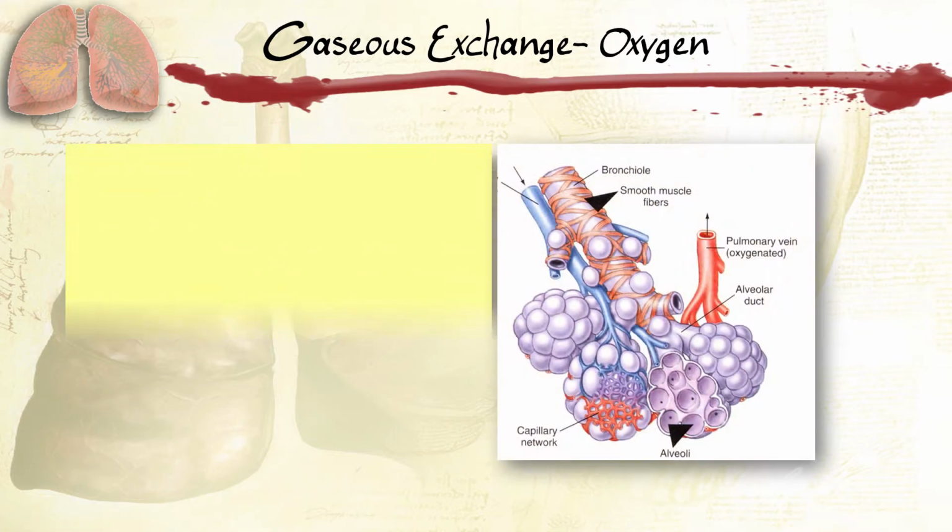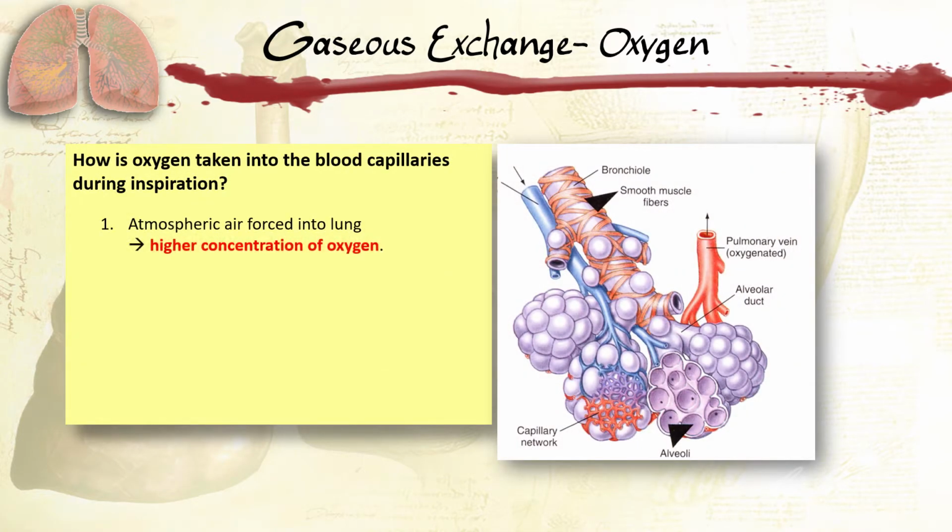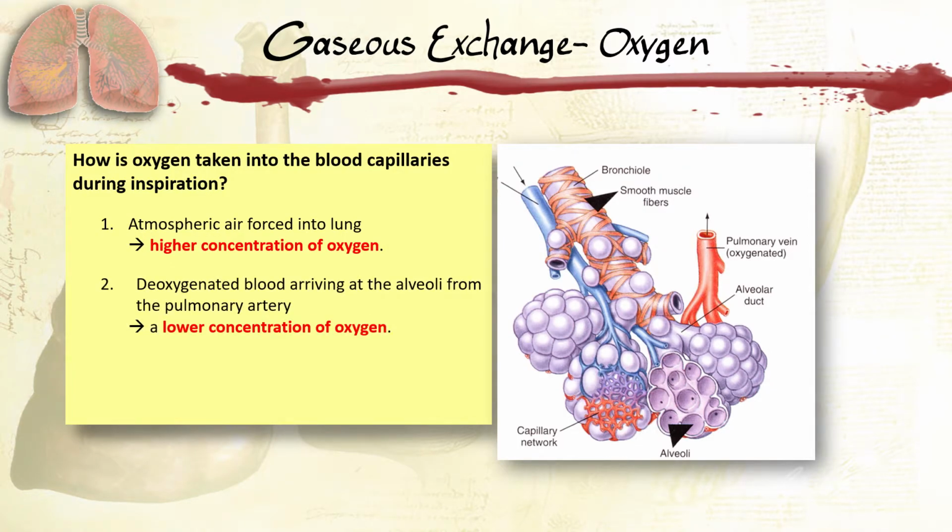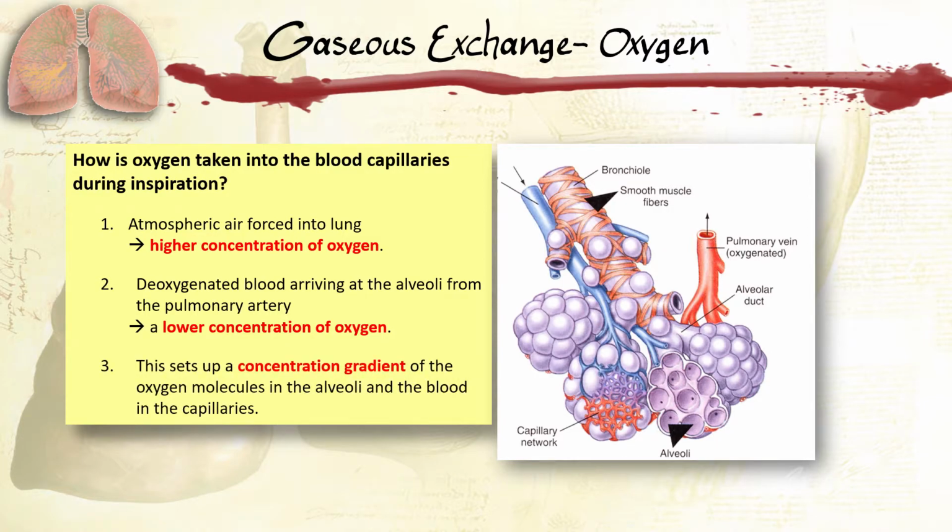For oxygen, it is important to note that the amount of oxygen forced into our lungs has a higher concentration than the deoxygenated blood that came from the pulmonary artery. So this will set up a concentration gradient for diffusion of oxygen molecules to take place.